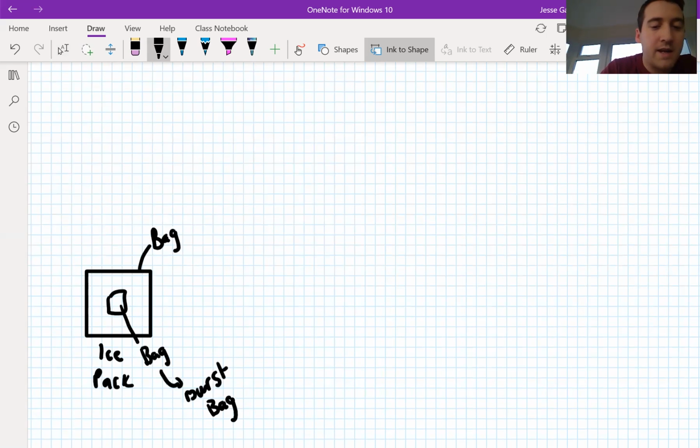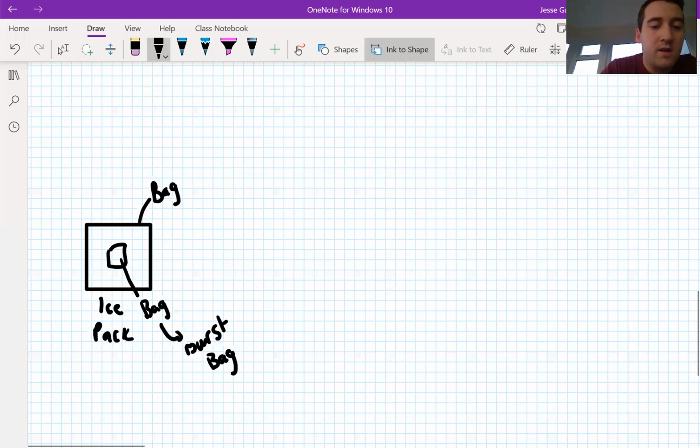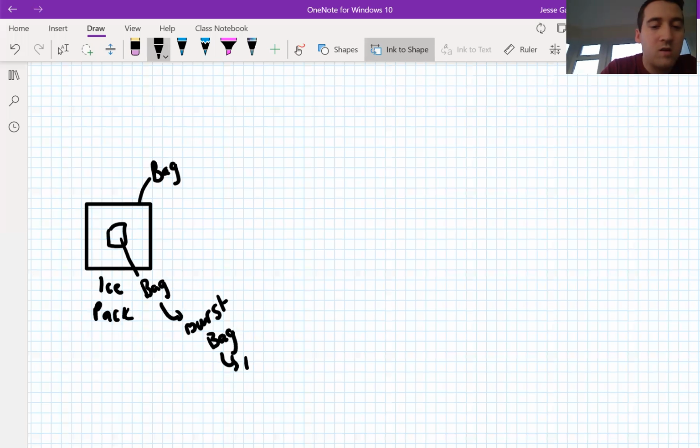Okay, and inside the bag is the chemical water. Outside the bag, or inside the big bag but outside the little bag, is a chemical called ammonium chloride. I'm just going to draw it, it's a powder chemical. It's called ammonium chloride.